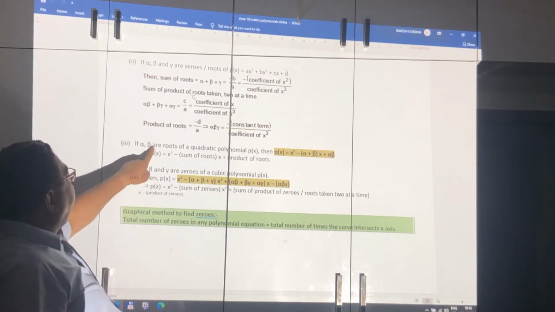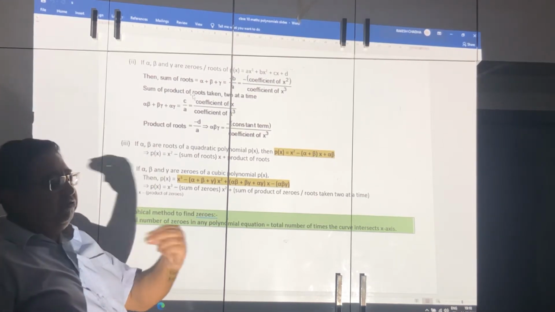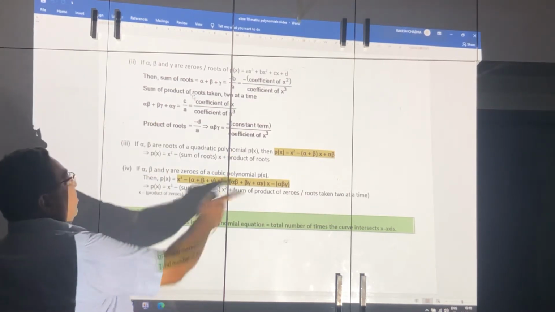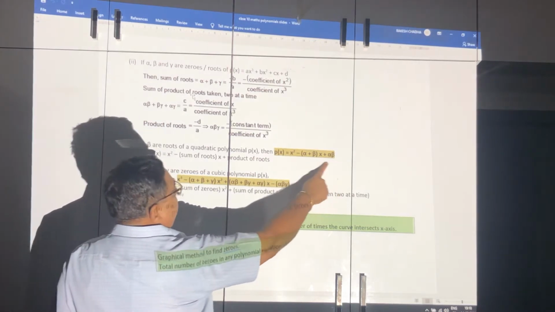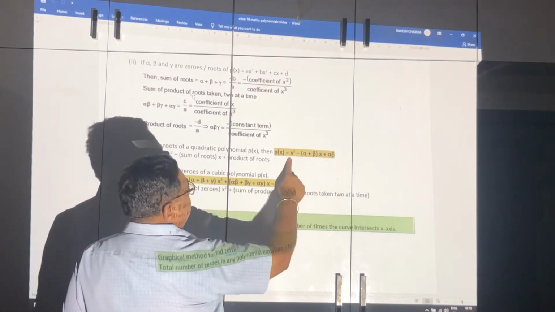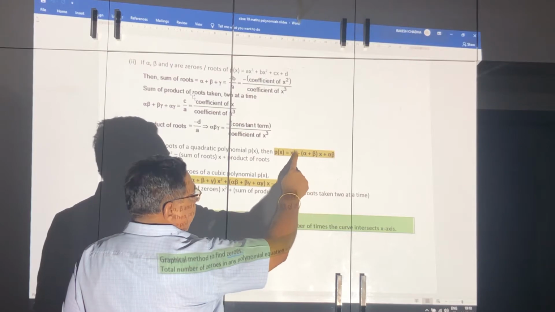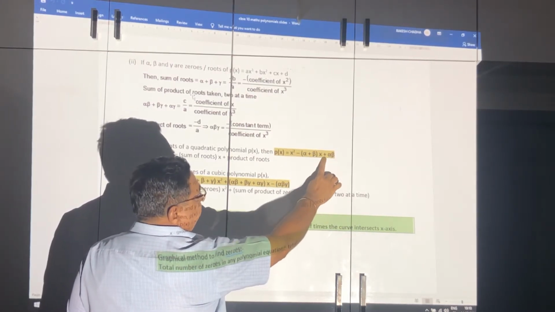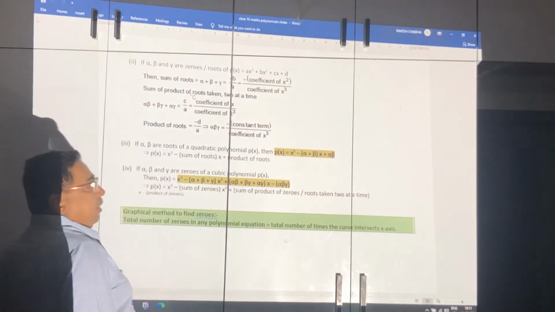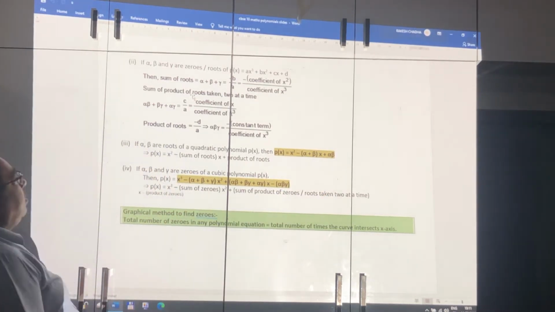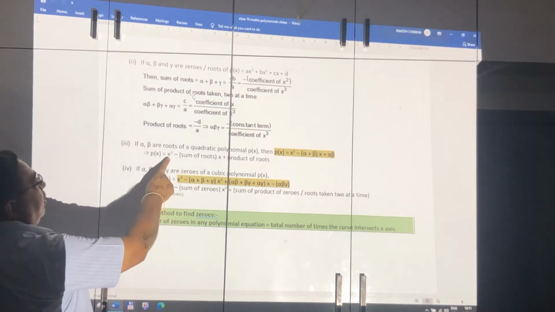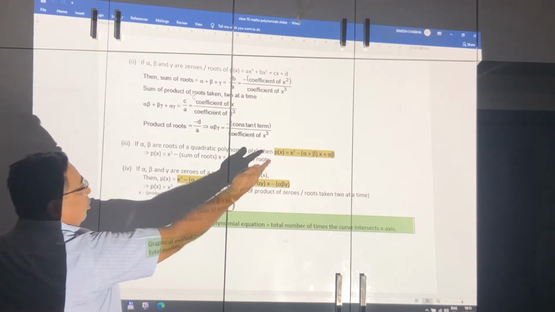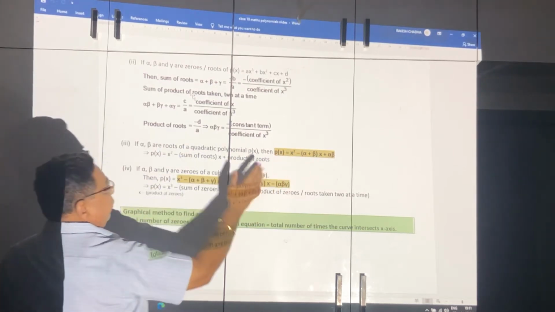If alpha, beta are roots, if I have 2 and 3 given as the solutions, the roots, I can write the equation in this form. Learn this form: x square minus, negative is compulsory, sum of the roots multiplied by x plus product of the roots. The product of the roots will be c. I have written it in English: x square minus sum of the roots into x plus product of the roots. So you can remember the shortcut, that's why I have colored it for you.